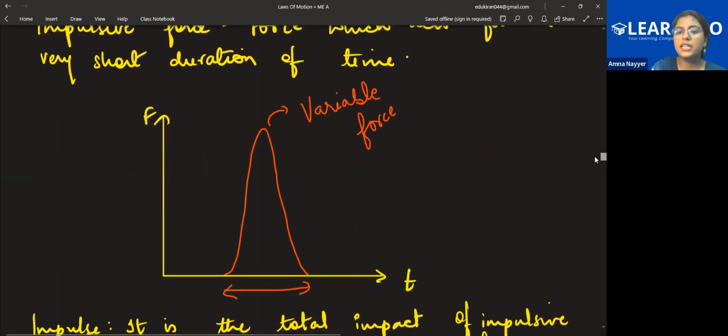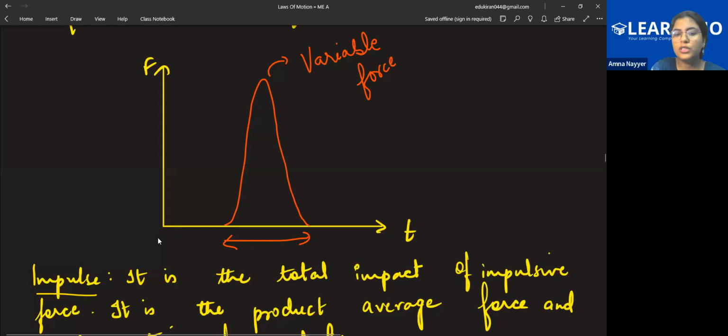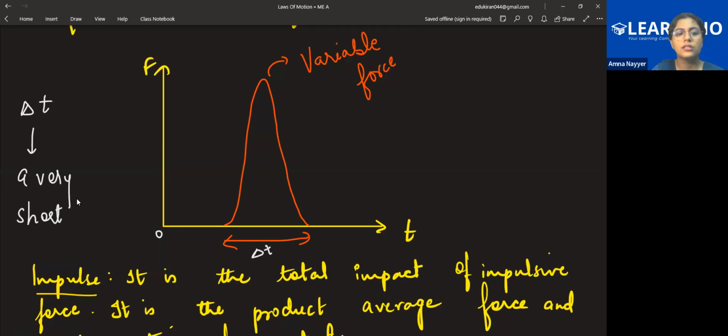Even if you see the graph here, there is no force initially, zero from the origin. Then it increases so much, and then for a very short duration, this delta t, the force increases and then decreases. So this means it's a variable force, because it is increasing, and in this time only it is decreasing also. So the value is changing.